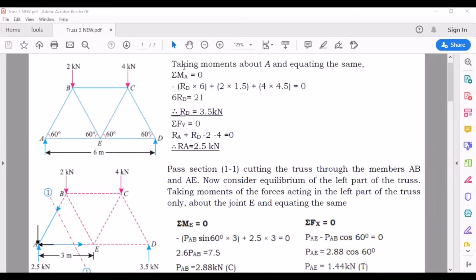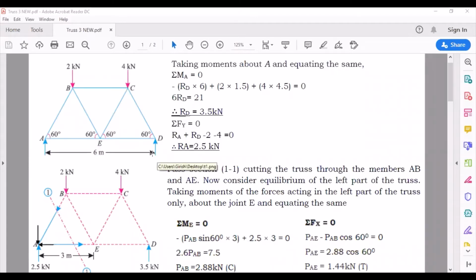If you take moment about point A, that is about this point, we have total four forces. So since we are taking moment with respect to point A, your reaction at A will become zero because it is passing through the moment center. So you have only three forces left, okay, and you will be calculating the moment with respect to point A. Now the first one is RD.